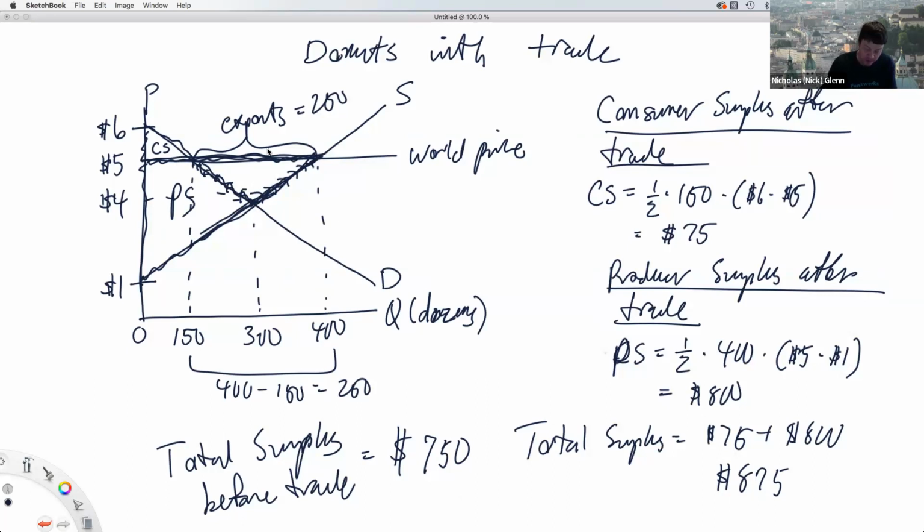Now, if this was the opposite and the price was lower, then the consumers would be benefiting and the producers locally would be hurt. You kind of would reverse here. But here we're looking at it when the world price is higher than the domestic price. The producers benefit, the consumers are hurt, but the producers benefit more. So your overall surplus is going to increase as a result of that.